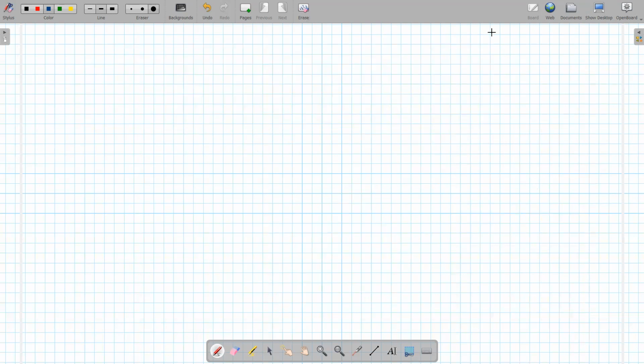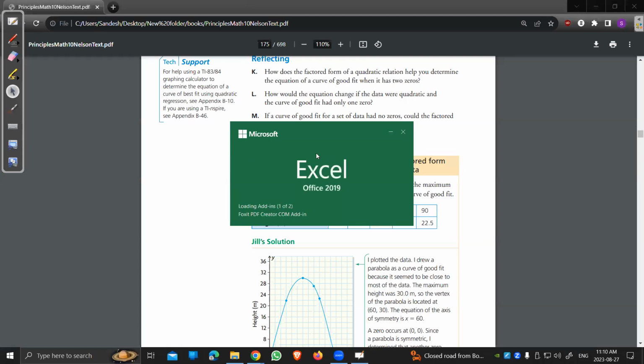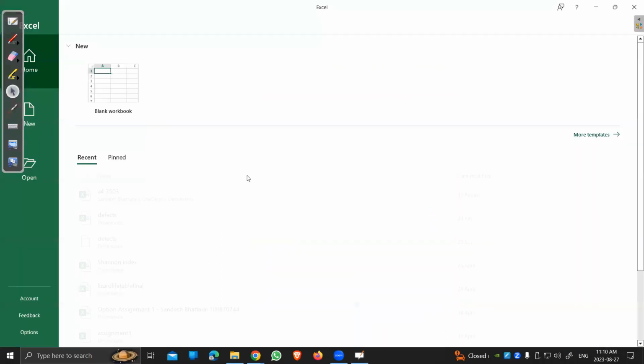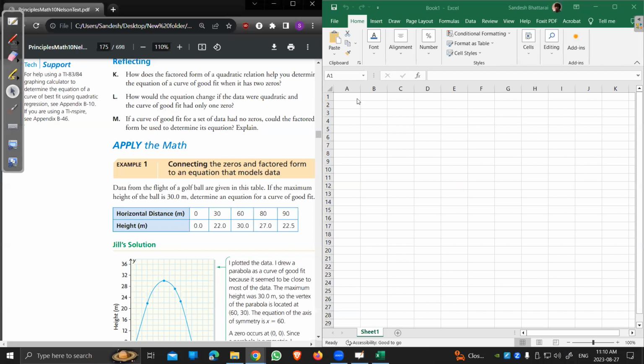So that's how you would do this. If you want to do this using technology, it might be a little bit different. Okay, let me just show you how this is done. So what are our points? I'm just gonna type in the points here. So it is 0 on the x, 30 on the x, 60 on the x, 80 on the x, 90 on the x. And then on the y, we have 0, 22, 30, 27, 22.5.